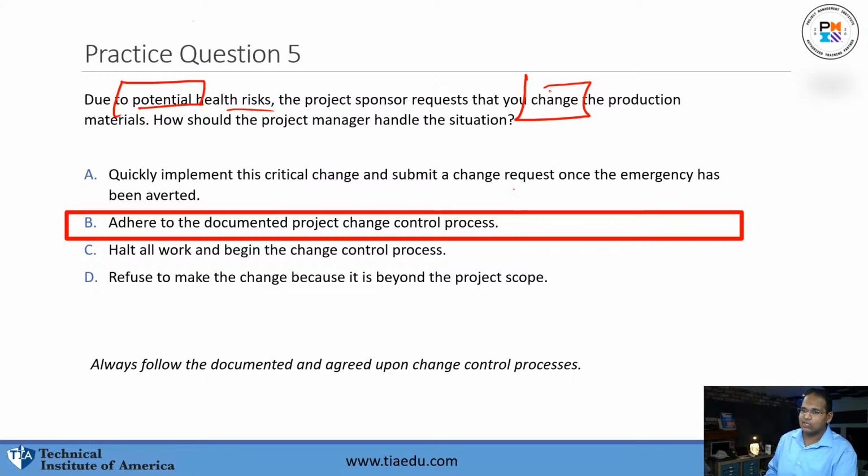What if it's a giant project, right? What if you're building a 50-story skyscraper and you've got 400 people working there? You just can't halt the work for something that may be potential. Pass it through the change process and do it quickly, because it may be a health problem.